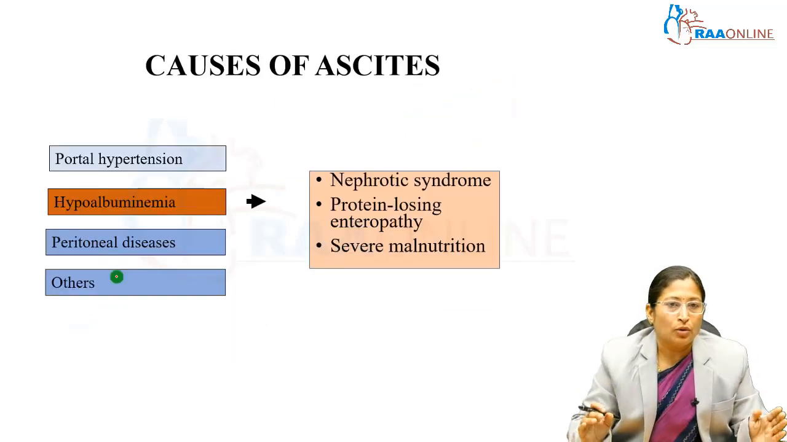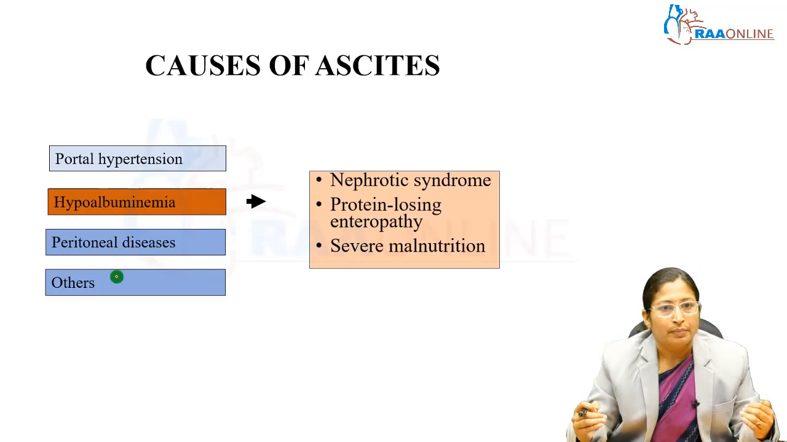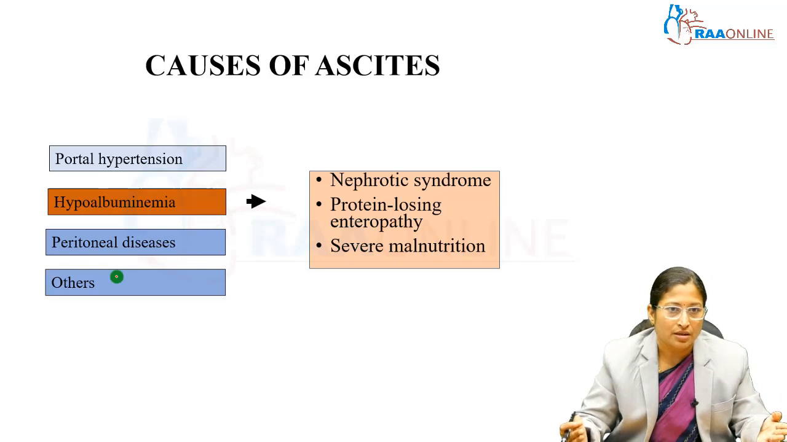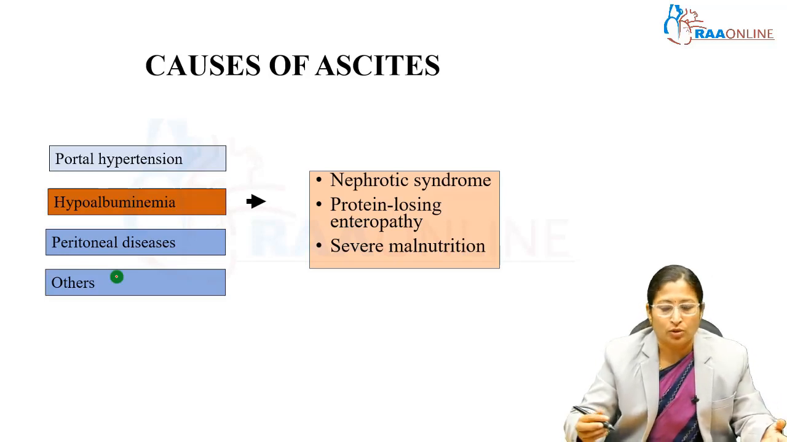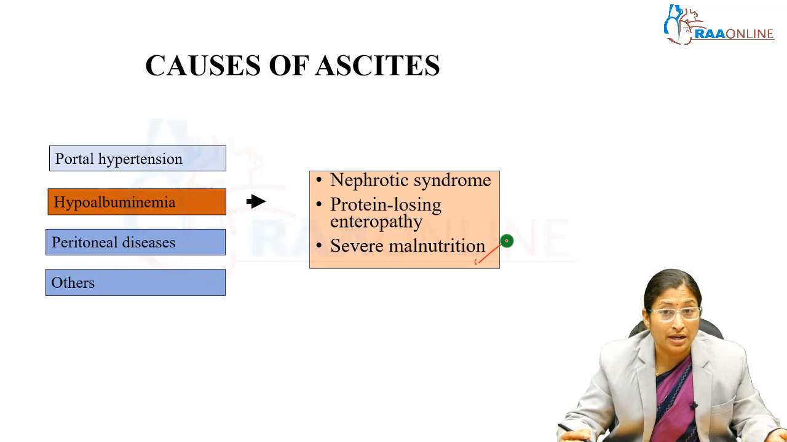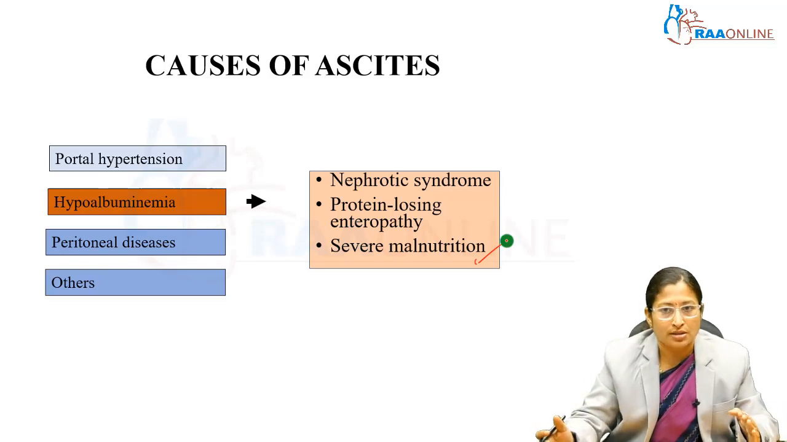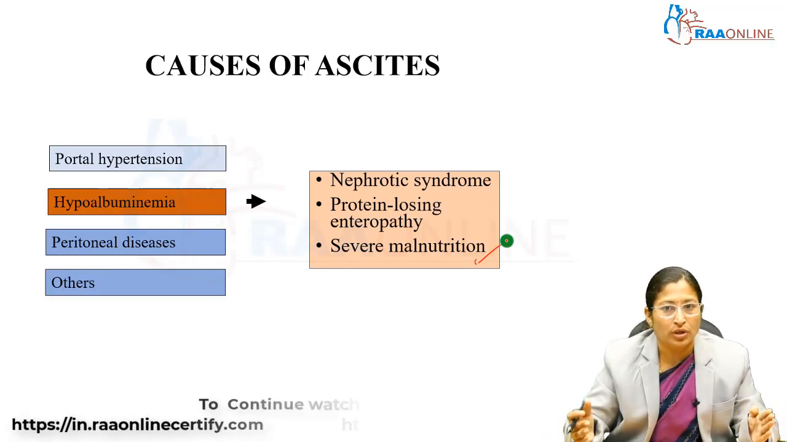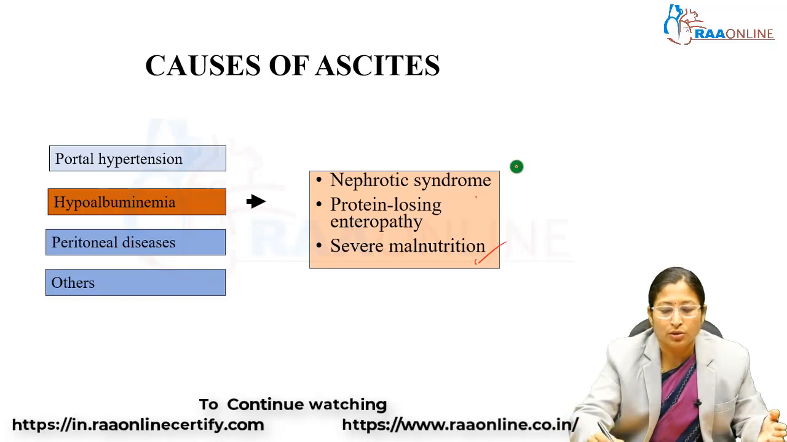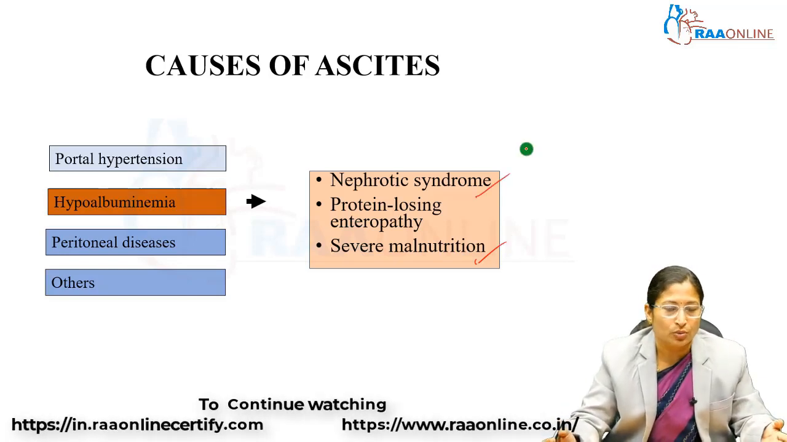Now having discussed portal hypertension, the other important cause is hypoalbuminemia. Reduced serum albumin results in decreased oncotic pressure or colloid osmotic pressure, which is going to result in exudation of fluid and ascites. So what are the causes of hypoalbuminemia? It could be because of poor intake, severe malnutrition, or increased loss either through the gut, as in protein-losing enteropathies, or through the kidneys, as in nephrotic syndrome. So these are the causes of hypoalbuminemia.